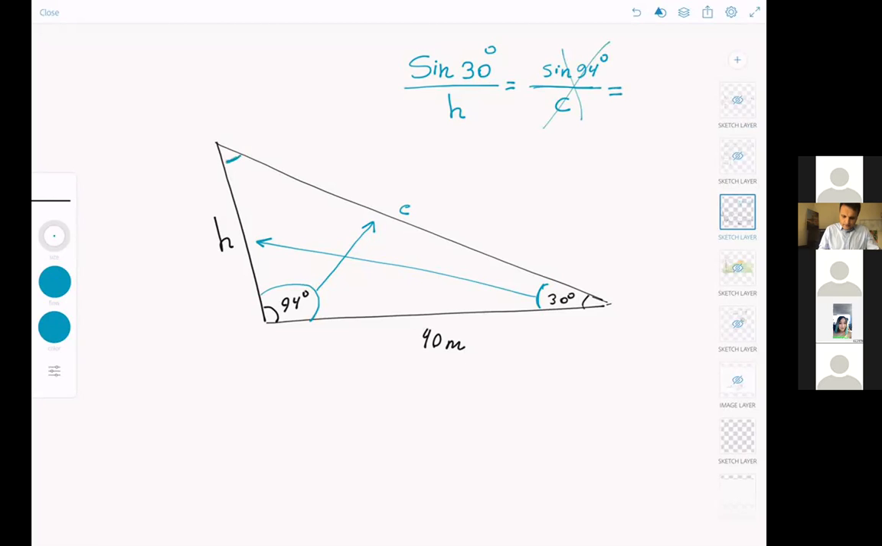I can write sine of this angle. We are able to find this measure. Why? Because this is 30, that's 94, and for this angle we need to subtract 124 from 180, because if you add all of them, you should get 180. Yvette, what did you get for this measure?